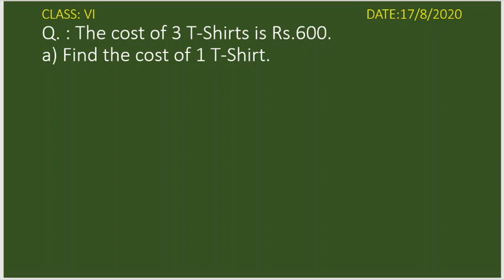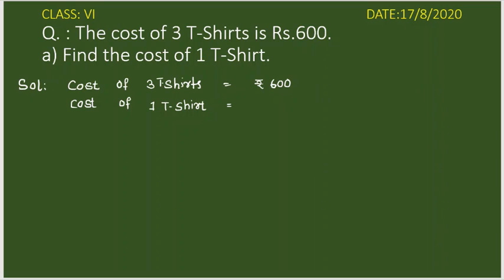So here, already in 5th class you learned that when the value of more quantity is given, how to find the value of less quantity? By division. So here also let us perform division to find the cost of one t-shirt. So here cost of 3 t-shirts equal to rupees 600. Then cost of one t-shirt we can write as 600 divided by 3 to get the cost of one t-shirt.